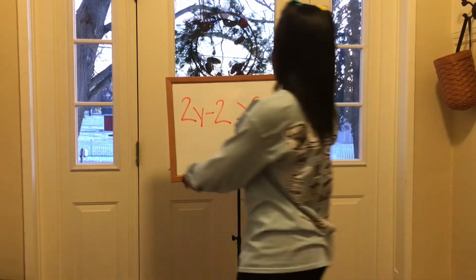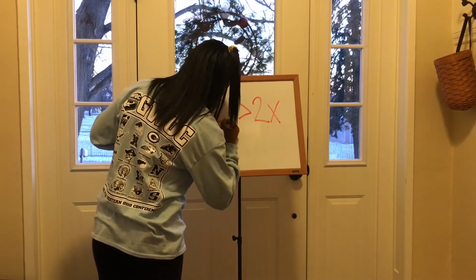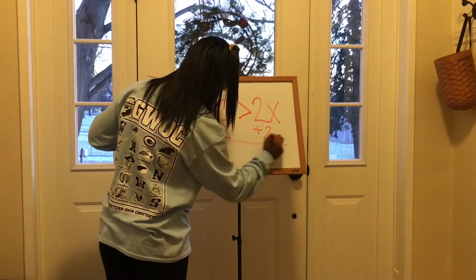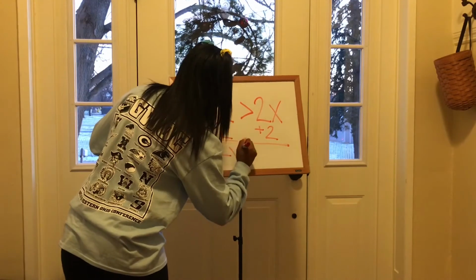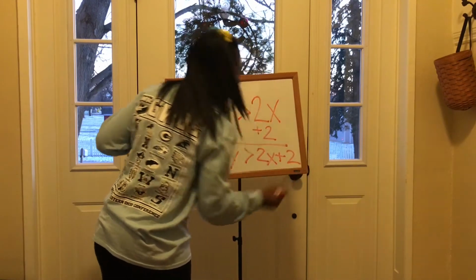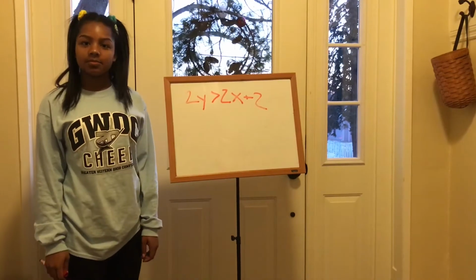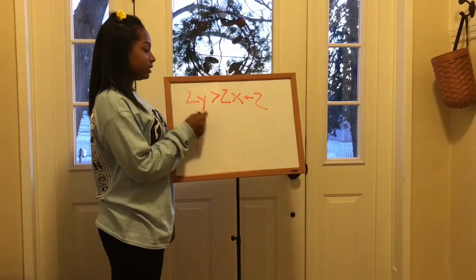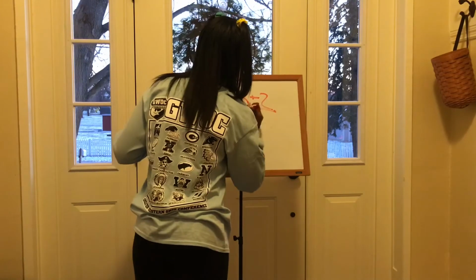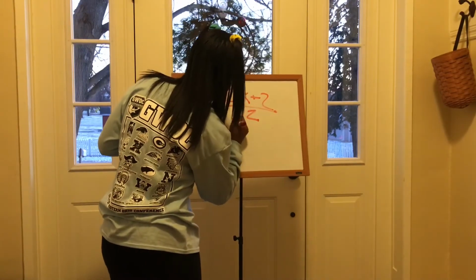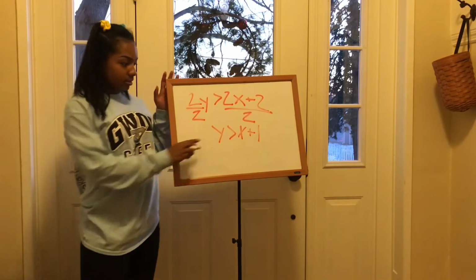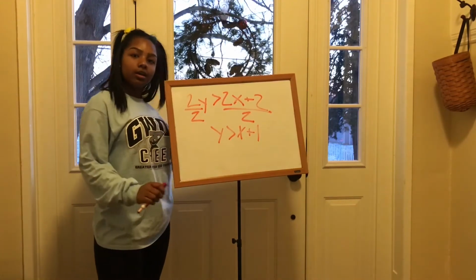So first, you're going to add 2 to both sides. So this is going to cancel out. And you're going to have 2y is greater than 2x plus 2. Now all that's left to do is divide both sides by 2 to isolate y. So divide both sides by 2. You should be left with y is greater than x plus 1. So this is your new inequality.